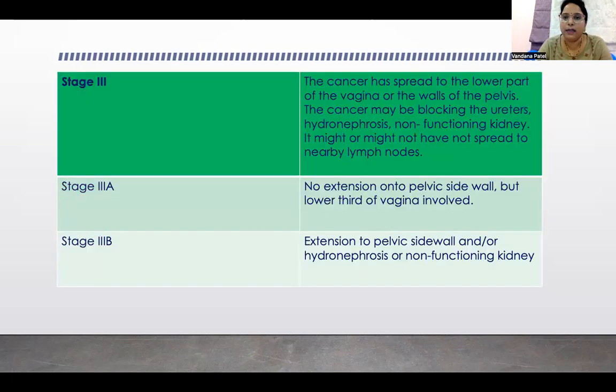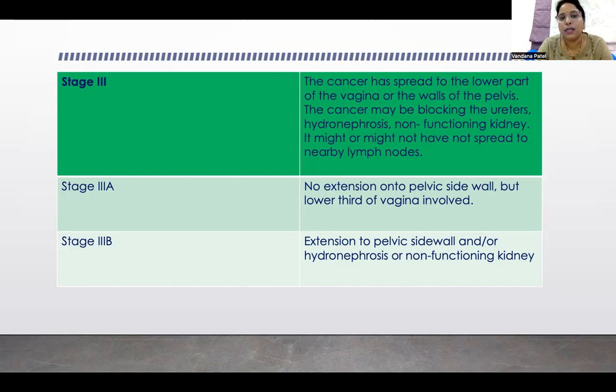In stage 3, the cancer has now spread beyond the upper vagina, into the lower part of the vagina. Earlier it was confined to the upper two-third, now it has involved the lower one-third of the vagina also. And along with that, the adjacent wall of the pelvic bone is also involved. The size of the tumor has increased, so there will be compression of the ureters, and this will cause backflow of the urine, leading to hydronephrosis, and then in long standing cases it can lead to non-functioning kidney failure.